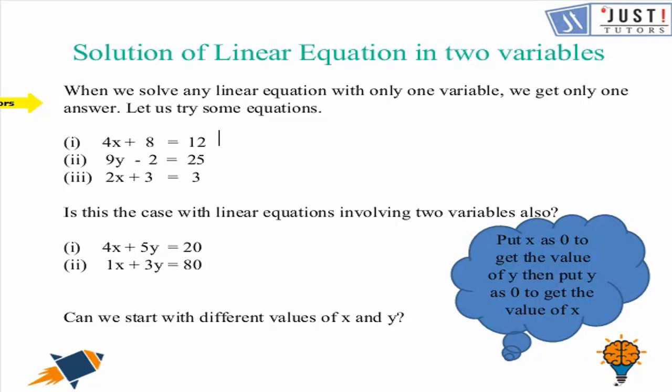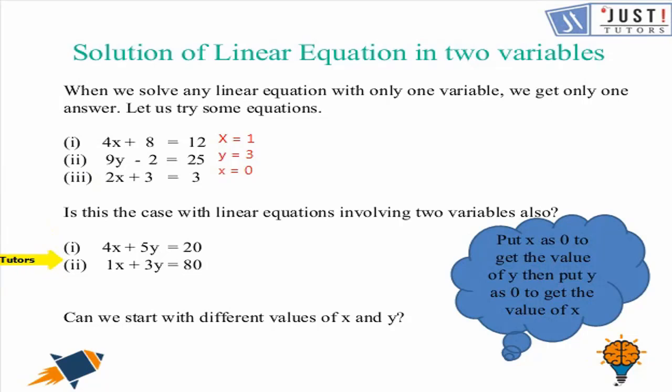The equation number 1 says 4x plus 8 is equal to 12. So if we try to solve it, we'll get x is equal to 1. Likewise, the second equation says 9y minus 2 is equal to 25. So if we solve it, we'll get y is equal to 3. And for the third one, that says 2x plus 3 is equal to 3, we'll get x is equal to 0. So these are the definite answers for the equations which are just in one variable. Is it the case with the equations in two variables as well?